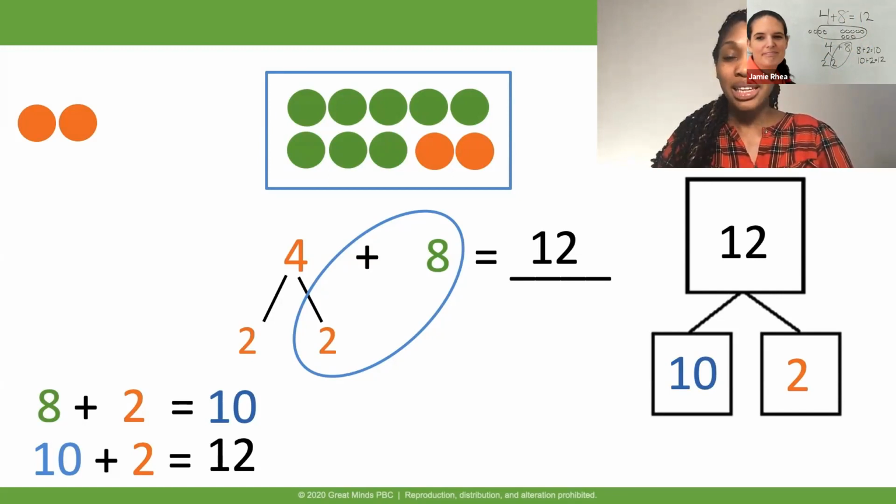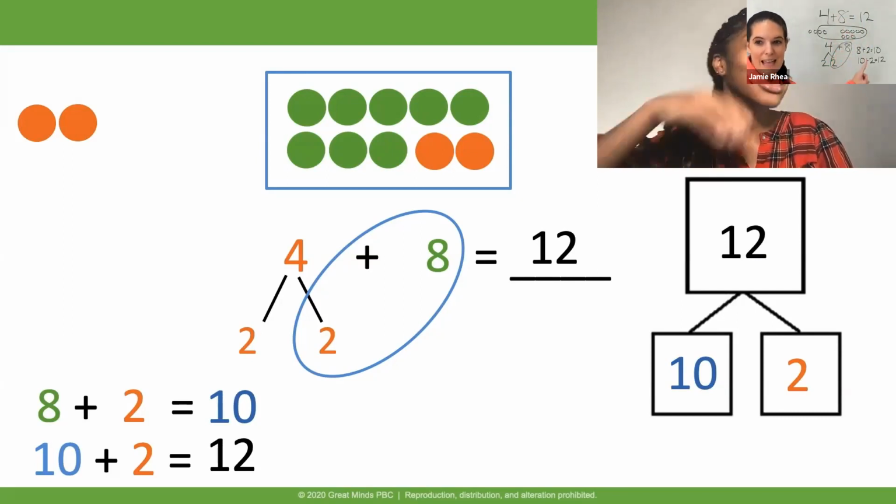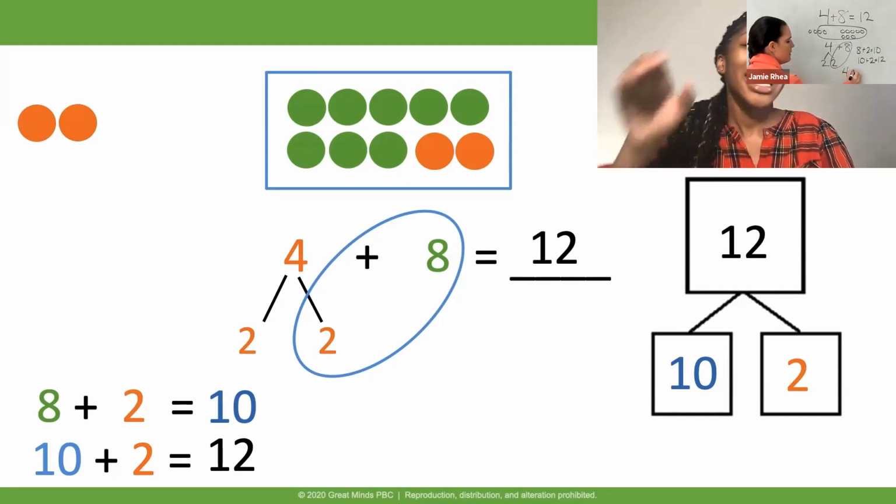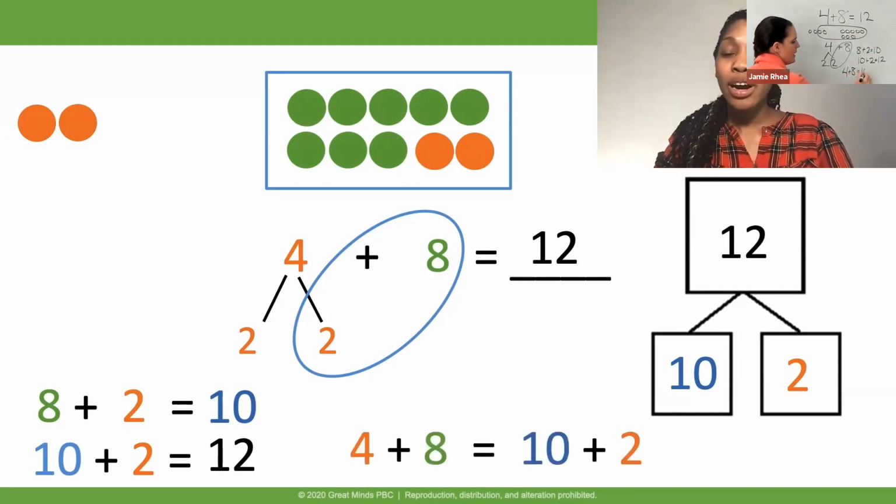Take a moment to think. What is a true number sentence that we can use, using 2 expressions, to show how we just solved? Which 2 equaled the same amount? Tell me what you're thinking. 4 plus 8 and 10 plus 2. They both equal 12, so they're going to equal each other. So 4 plus 8 is equal to 10 plus 2.